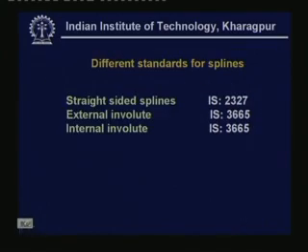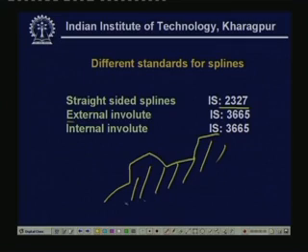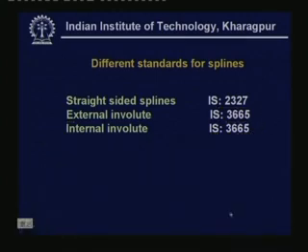Different standards for splines. Again, for straight-sided splines, this is IS 2327. For external involute it is this one, where this is the shaft, and for internal involute, this is again the same. So this is external and this is internal. External involute 3665 and internal involute 3665 again. So, these are different standards.